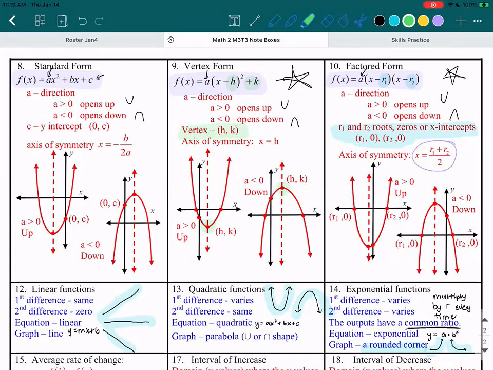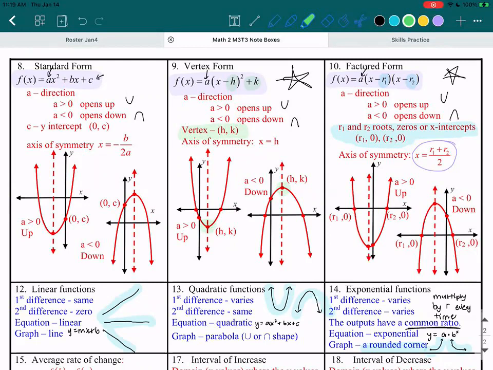And then moving on to box number 10 for factored form, this is where you see two sets of parentheses. Those parentheses, those are your factors. So you have a, and then you have one factor, and you have another factor. That's why it's called factored form. And then the a is the same a. So if it's positive, your graph opens up. If it's negative, your graph opens down.